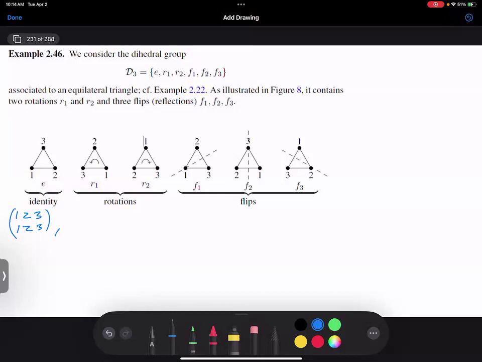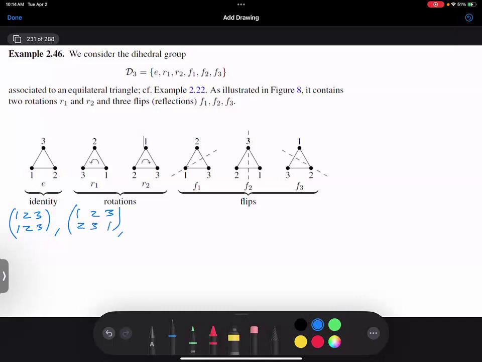The next one is a rotation. So we move 1 to the 2 spot, 2 to the 3 spot, 3 to the 1 spot. So if we look at this, we want to write down what does this rotation do? It sends 1 to 2, it sends 2 to 3, it sends 3 to 1.